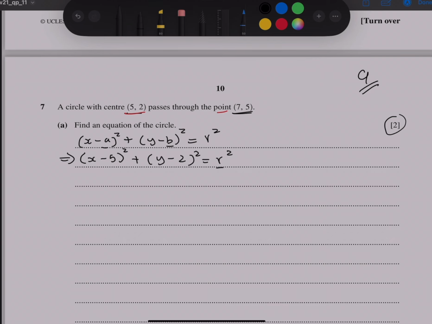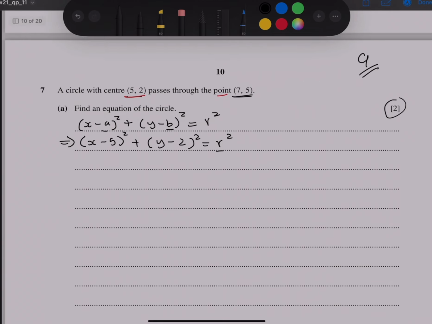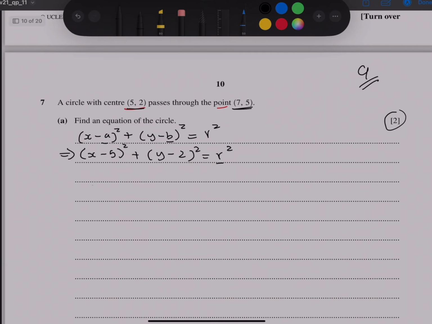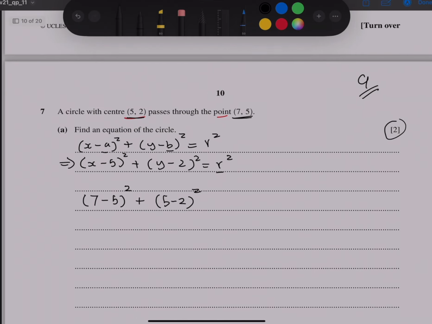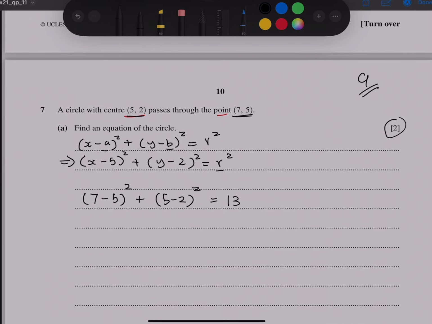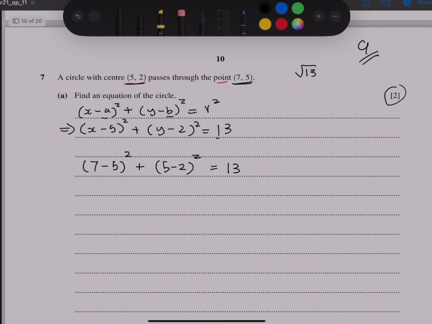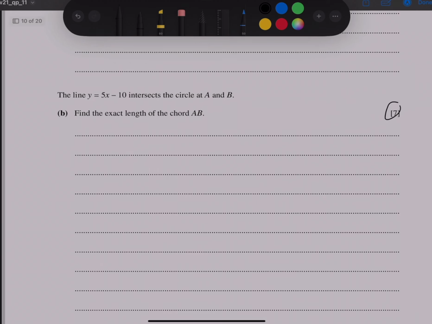Therefore, we can say that the length of the line segment is the change in y whole squared plus the change in x whole squared. So what's the change in x? 7 minus 5 whole squared plus 5 minus 2 whole squared. That gives us a value of 13. Now 13 is the radius squared. So if you would want to find the radius, that would be root 13. Anyway, so we can say that this value is 13 by doing this math. Moving on.